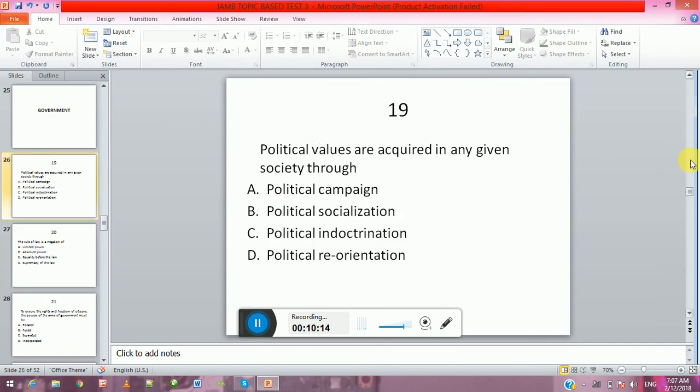Political values are acquired in any given society through A. Political campaign, B. Political socialization, C. Political indoctrination, D. Political reorientation.